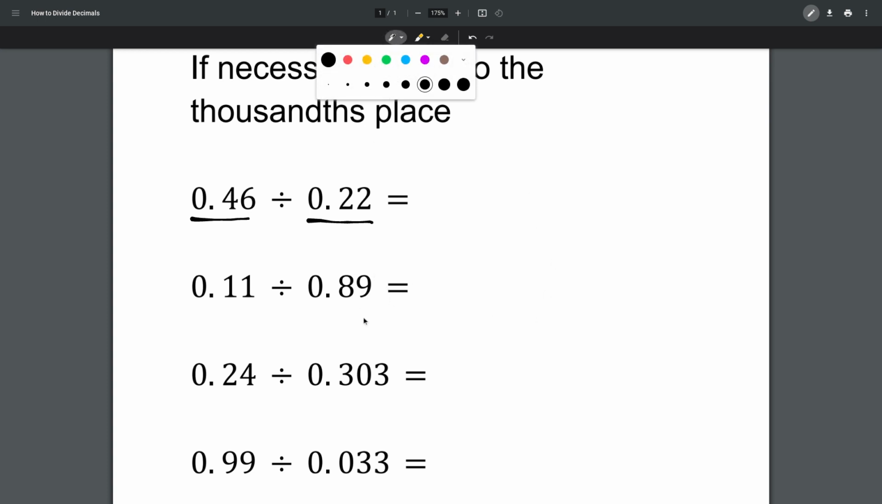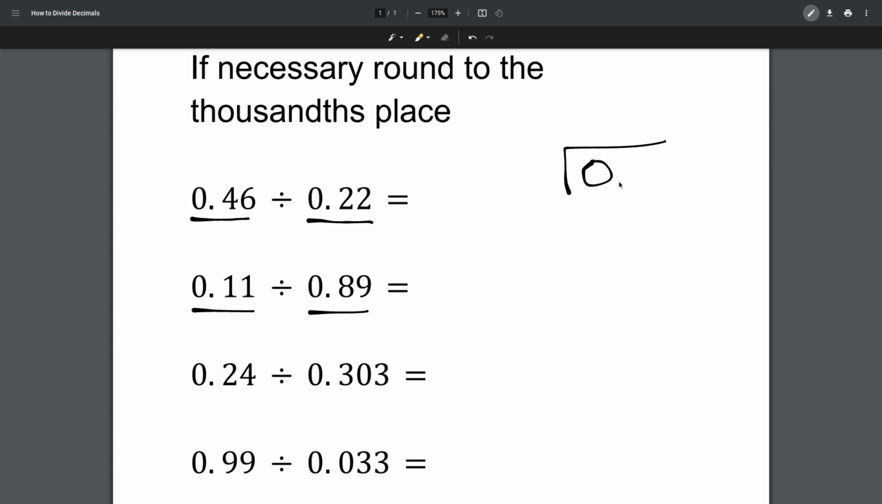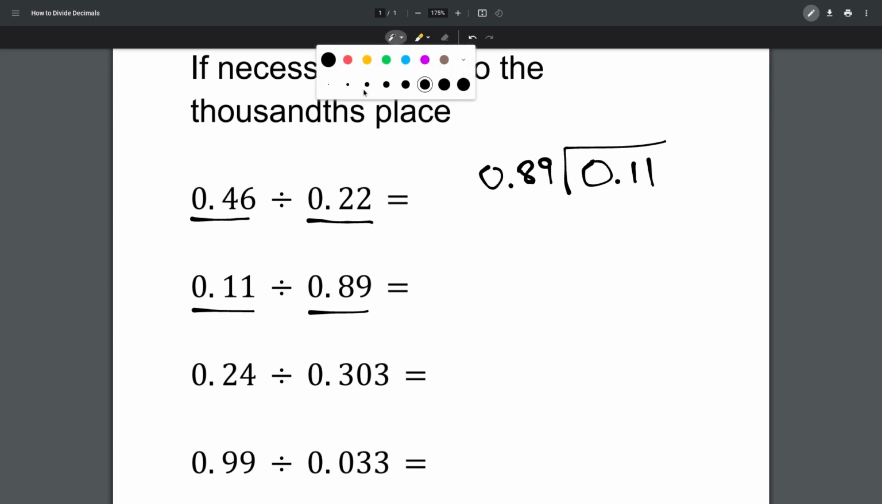In this one, we're dividing 0.11 by 0.89. So I'm going to go up here, write 0.11, and that's divided by 0.89. We're going to move the decimal place here again. We're moving this one 2 places to the right. And so here we have to move it 2 places to the right as well. And then we can place our decimal point here.